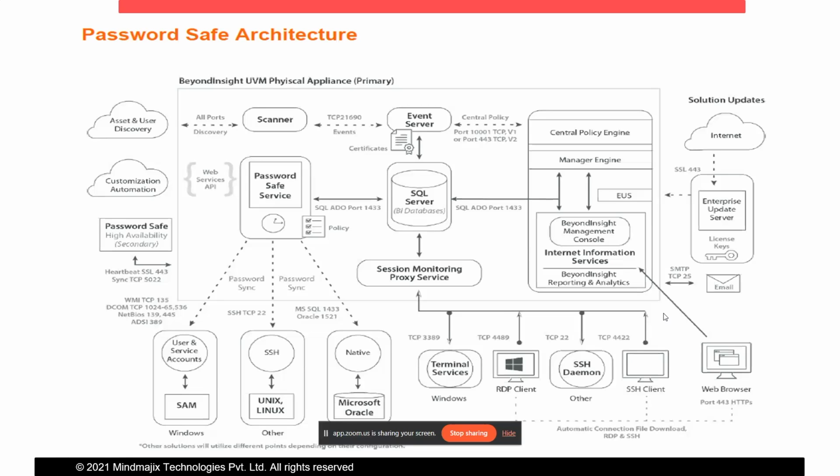We can also configure email notification, SMTP, for security purposes. So if any malicious activities are performed by an end user, it will go by email directly to the BeyondInsight administrator, which we have to configure in the PAM.